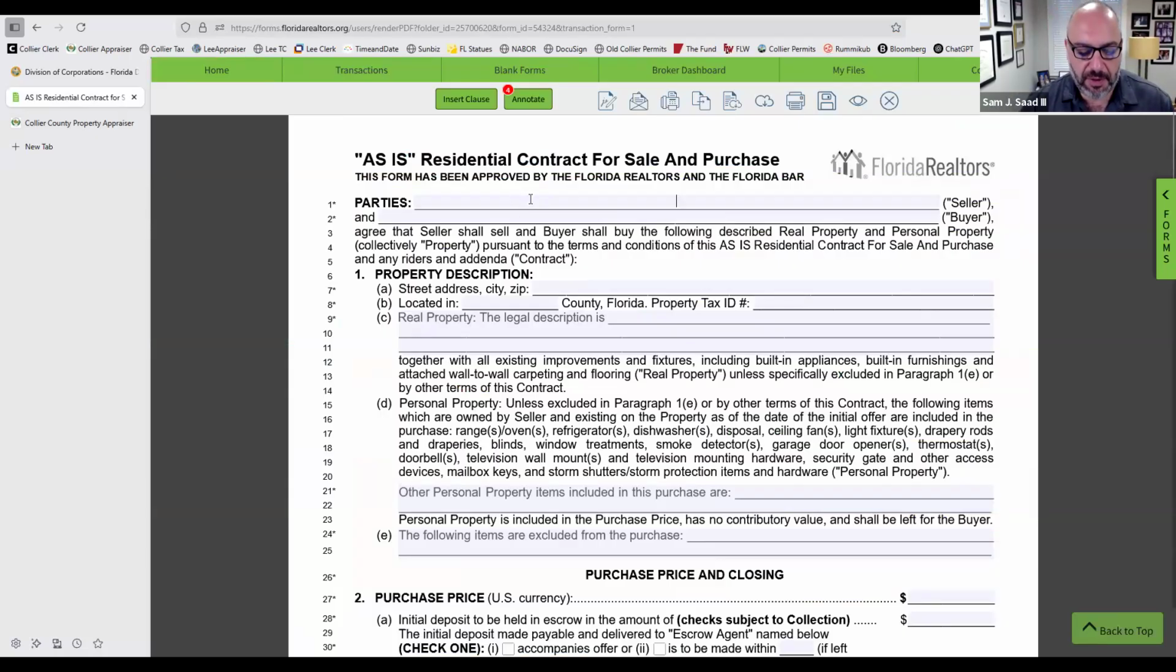Okay, we saw from the property card, the seller is going to be Sam J. Saad III and Amy Saad.